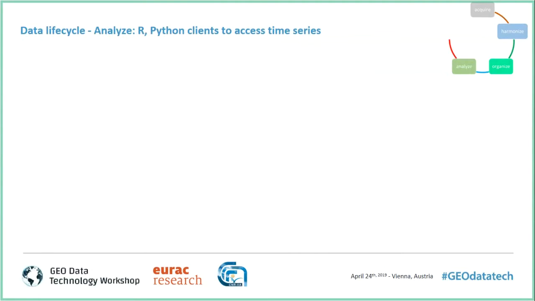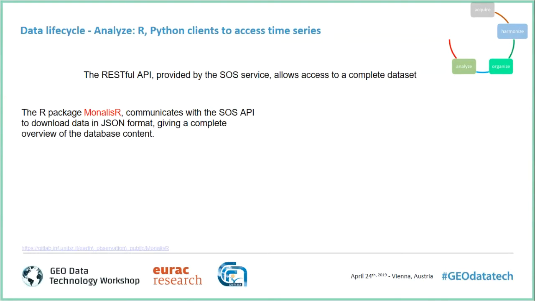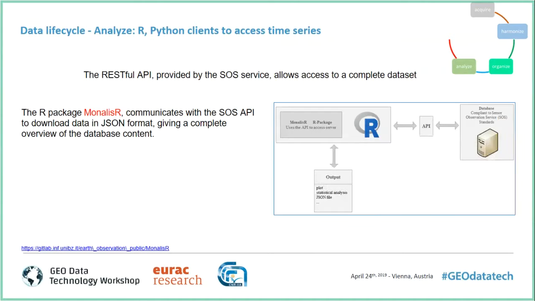Once the data are in the database, researchers or simply curious people can analyze them, and they can use the RESTful API. In particular, we also developed an R package that we call Mona Lisa, which can communicate with the SOS API and give you the chance to have a look at the data in the database. Since it is written in R, users can add their own code to customize the output, so they can get plots, statistical analysis, JSON files, and whatever they want.